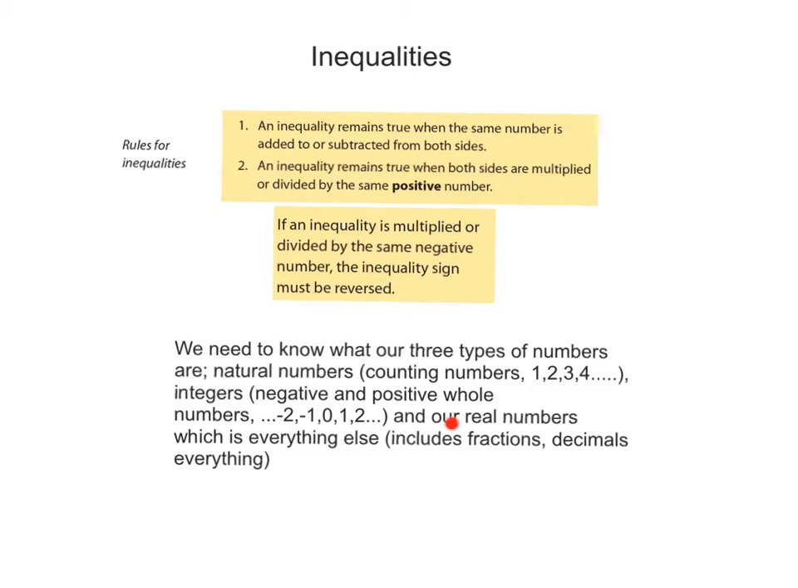And then we've also got our real numbers. Real numbers is everything. It also includes the natural numbers and the integers, but everything in between. So it includes the fractions, decimals, everything. Everything and anything is a real number. The way these three are denoted: natural numbers are denoted as N, integers as Z, and real numbers as R.